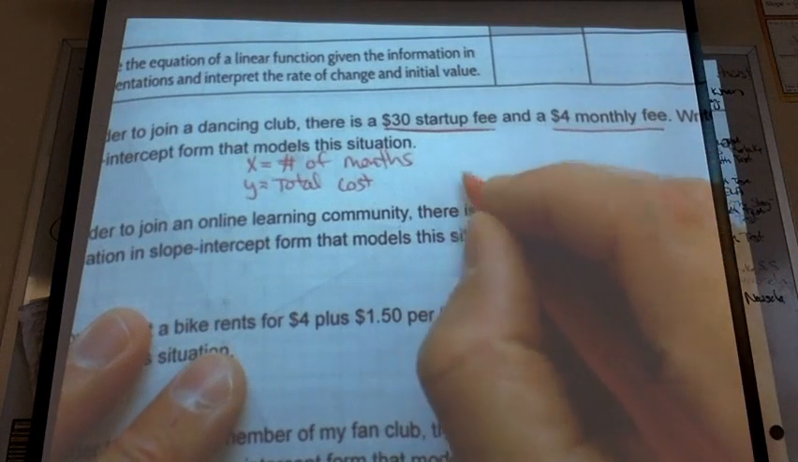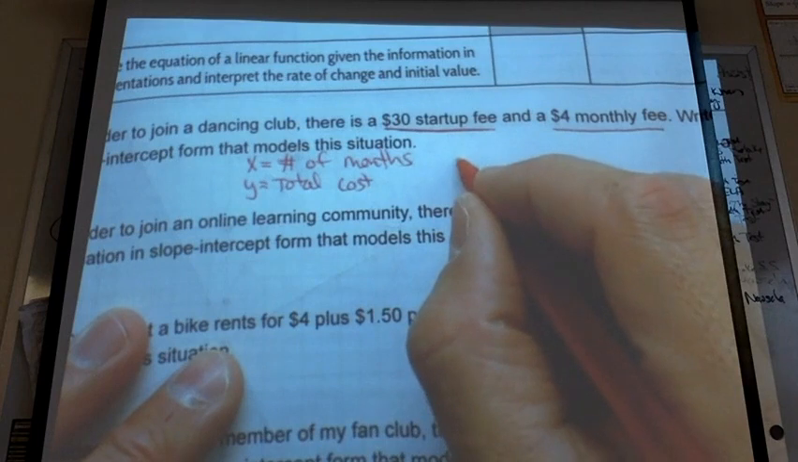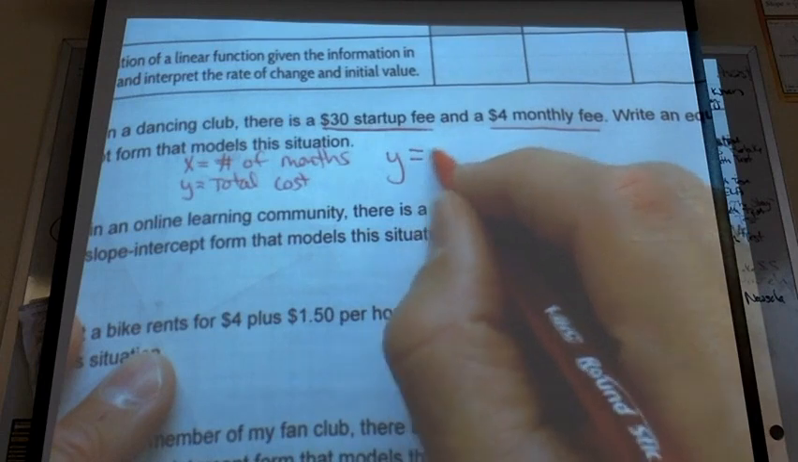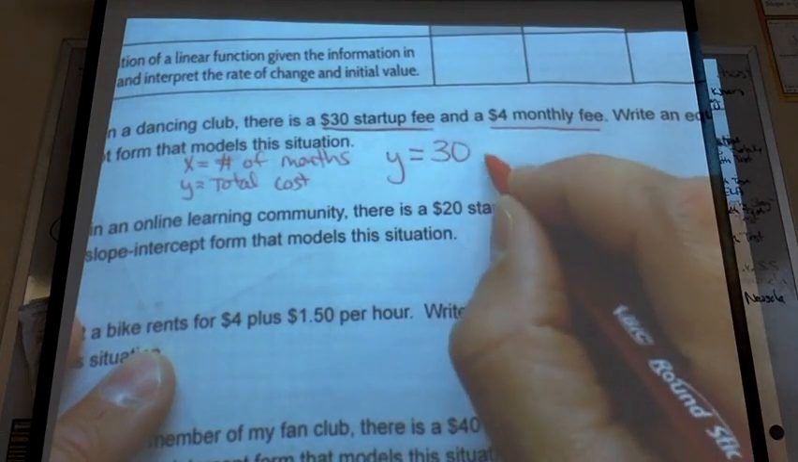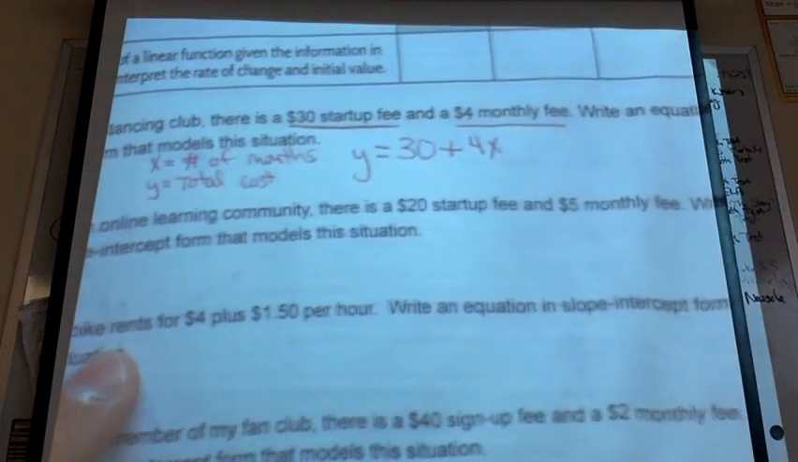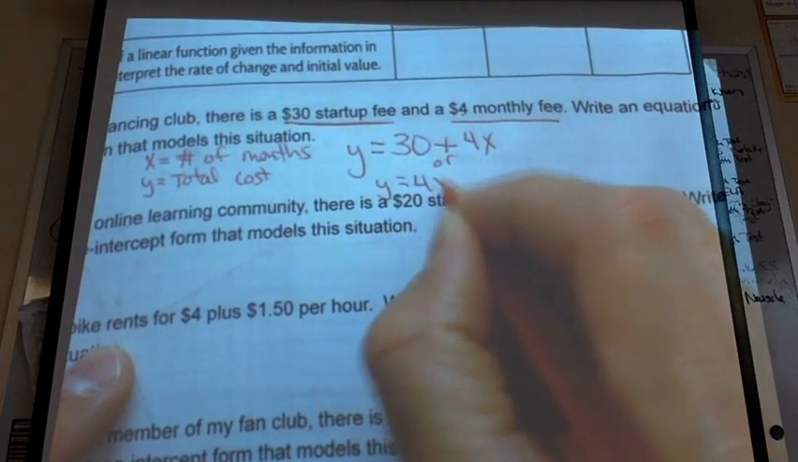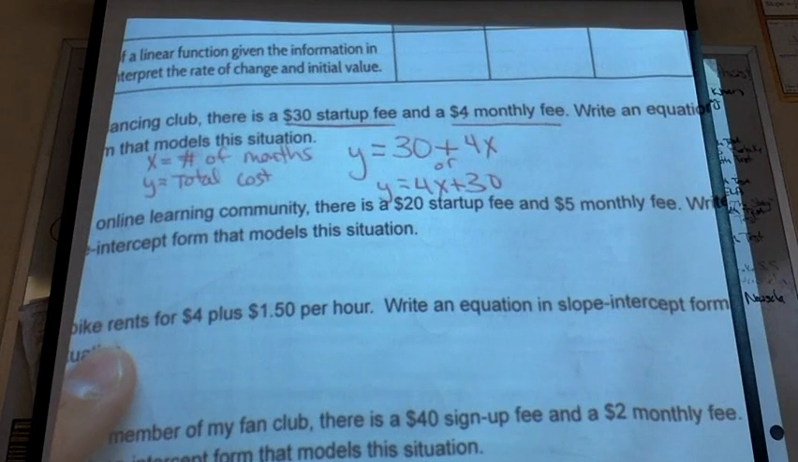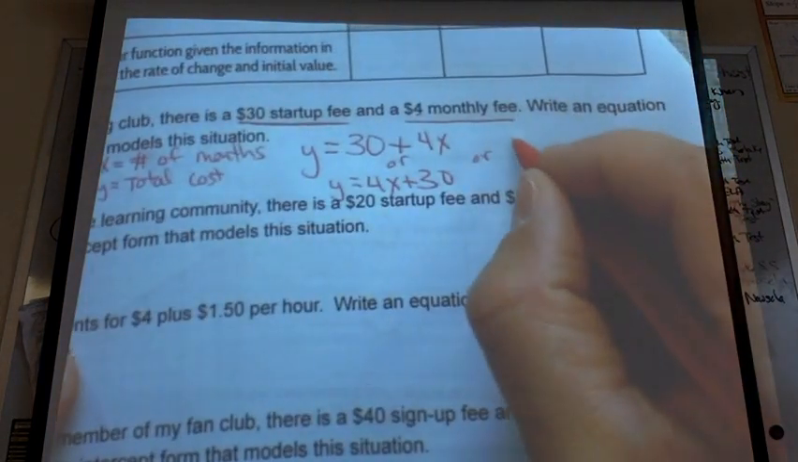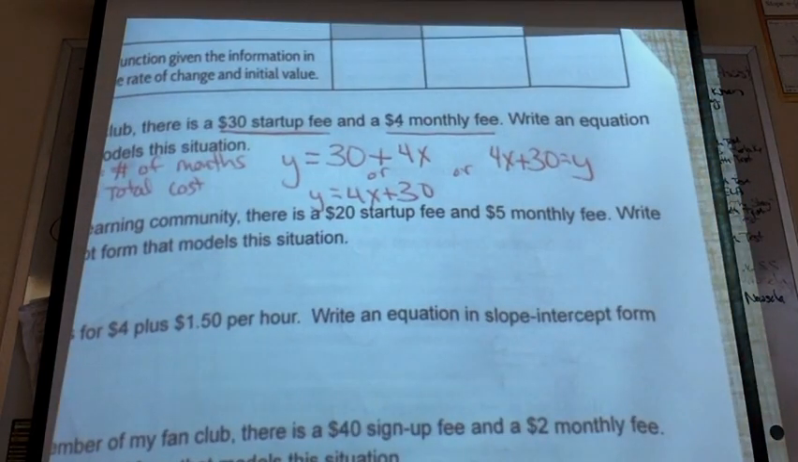So our total cost will equal the $30 startup fee plus $4 per month. So that could be an equation. Or if you wanted to write it, y equals 4x plus 30, that's all the same. Either one of those would be correct. Or if you wanted to write 4x plus 30 equals y, all of that's the same.